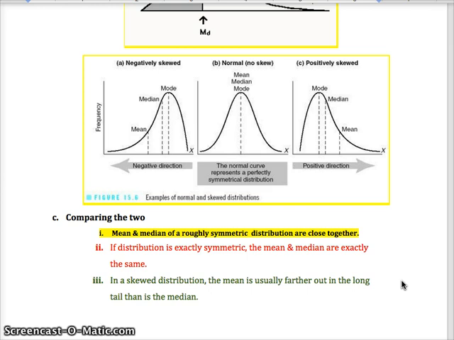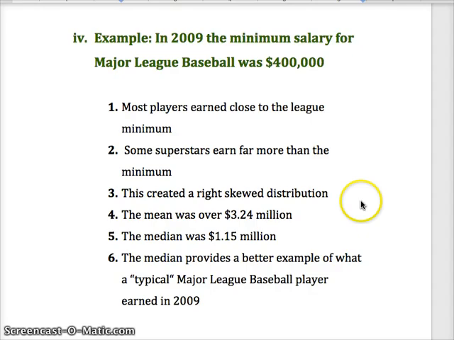But right now, just know most of the time the median gives us the best picture for just doing a simple description of where the data lies, not comparing it to anything. The more the skew, the further the mean is, either to the right, skewed right, which is positive skew here, or skewed left. So a quick example: in 2009, the minimum salary for MLB, Major League Baseball, was 400 grand. That means most players earn close to the league minimum.